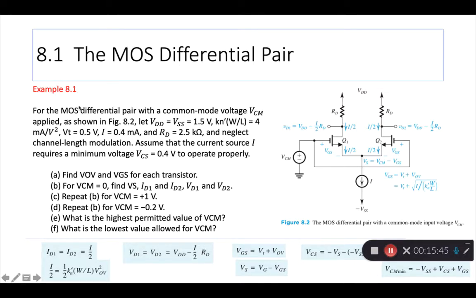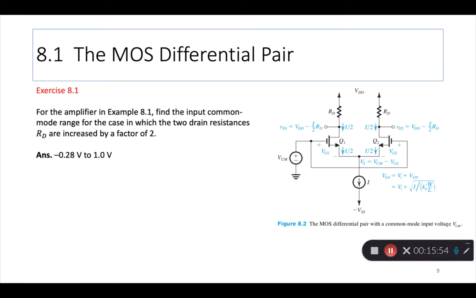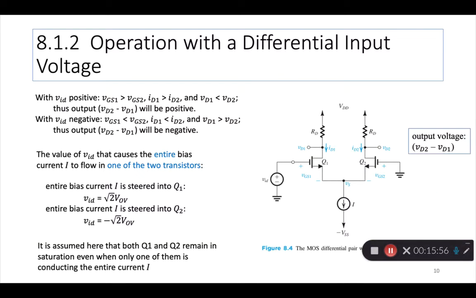So we'll do problems. There's a nice example on finding the highest value, the lowest value of VCM and all that. But we'll come back and look at it in my next recording. So let's move on to 8.1.2. Remember, 8.1 is the subject of MOS differential pair, the basic introduction. So 8.1.2 talks about the other kind of input voltage, the differential input voltage.